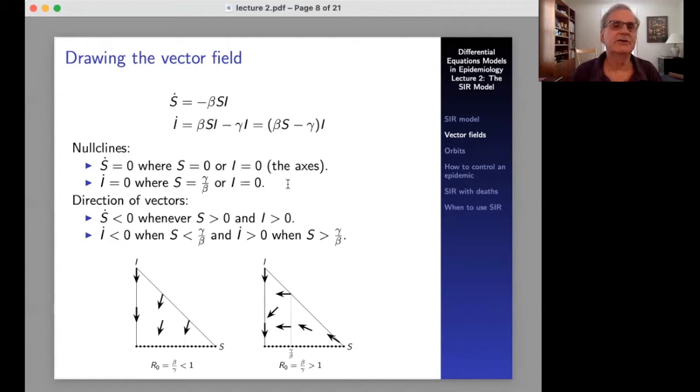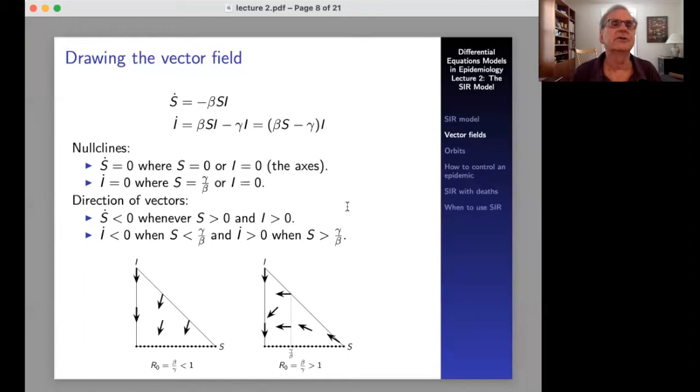So first of all, let's talk about the equilibria. On the line I equals 0, which is the s-axis, both s dot and I dot are 0. So the entire s-axis consists of equilibria. Now let's discuss the general direction of the vectors. We're just going to try and figure out whether the vectors point up and to the left, down and to the right, up and to the right, and so on.